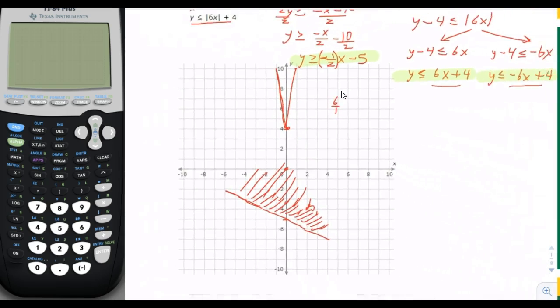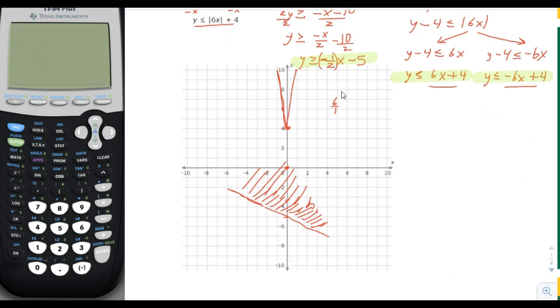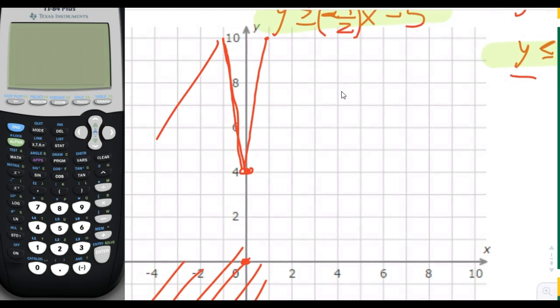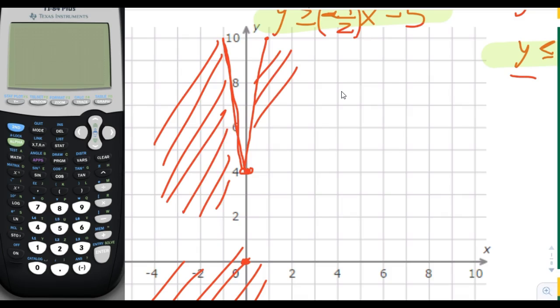Okay. Now, in both cases, we're talking about y is less than or equal to 6x plus 4, and y is less than or equal to negative 6x plus 4. So our lines are not dotted, they're solid lines, and we're going to shade the regions that are below the lines. Okay? All right.